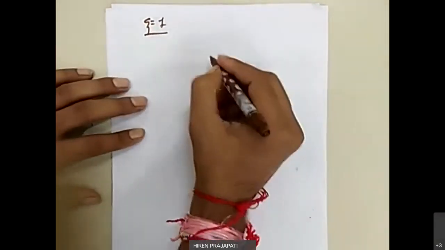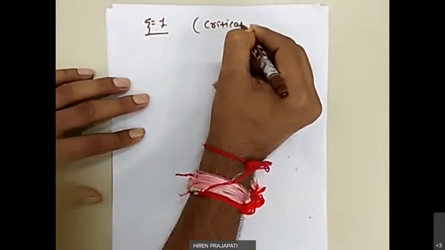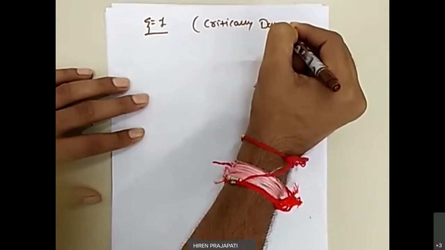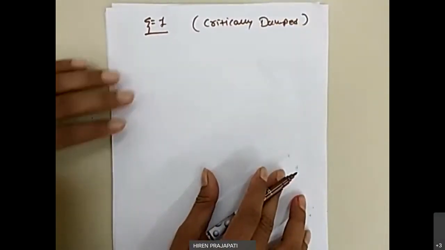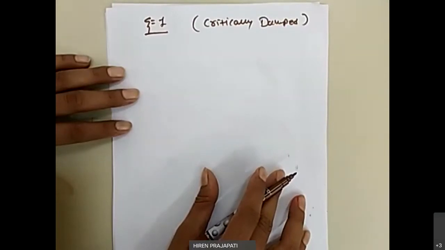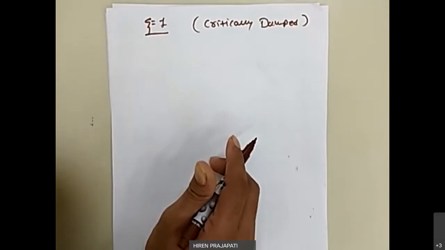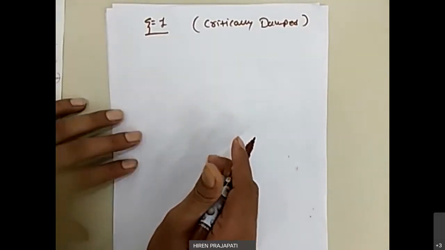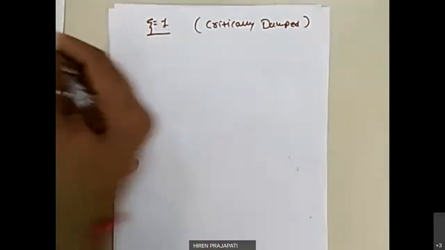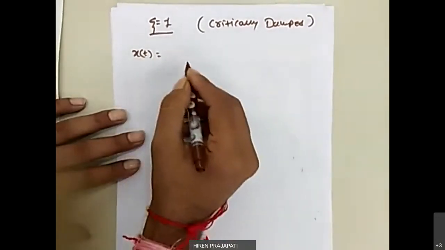Zeta is equal to 1. Then this is called a critically damped system. So for a critically damped system, zeta is equal to 1. If you keep zeta equal to 1, let me again write that equation which we derived so far. This is the general equation for a spring mass system with damping.